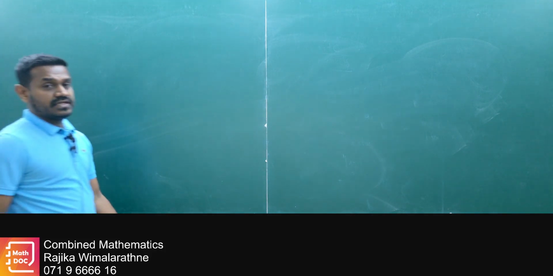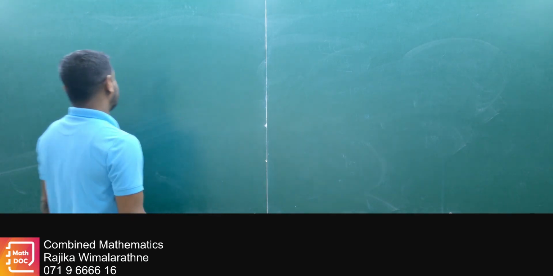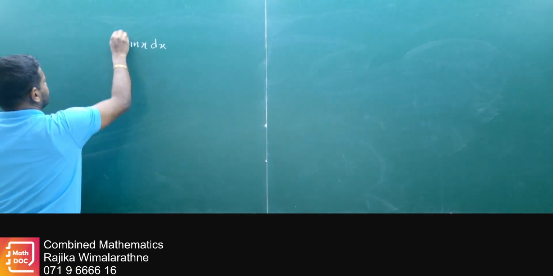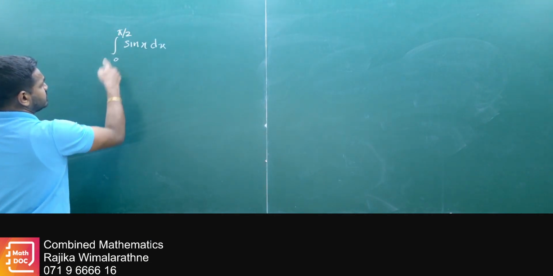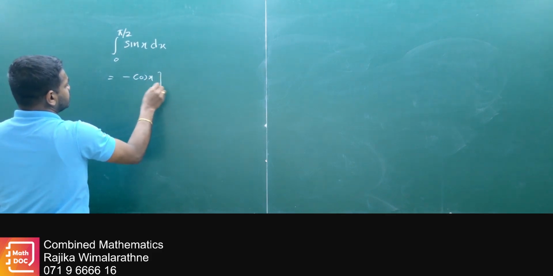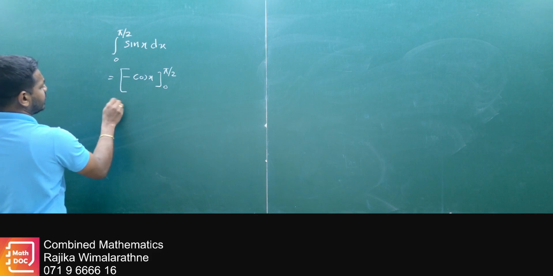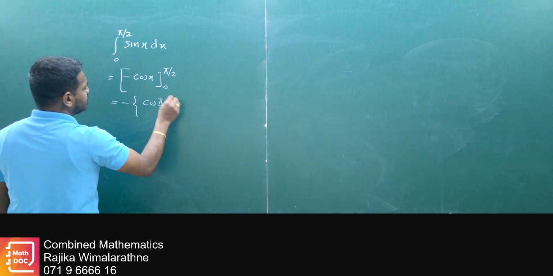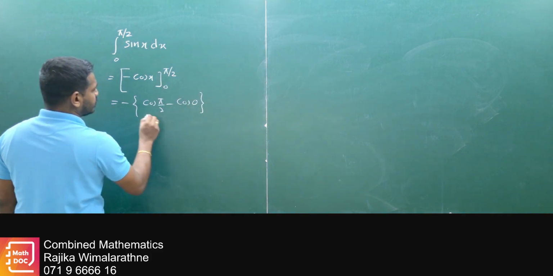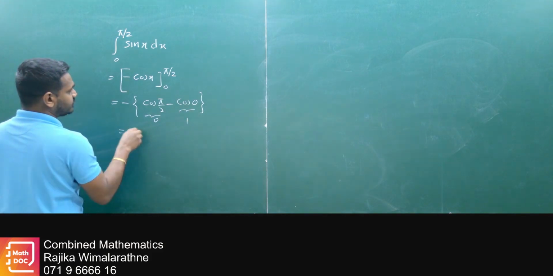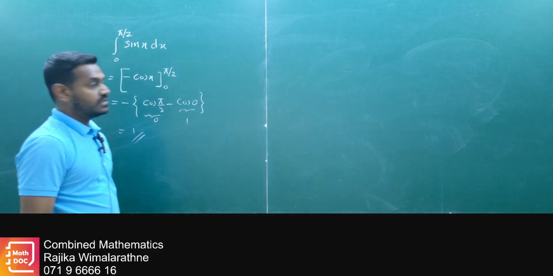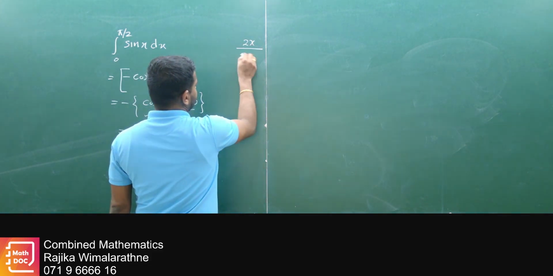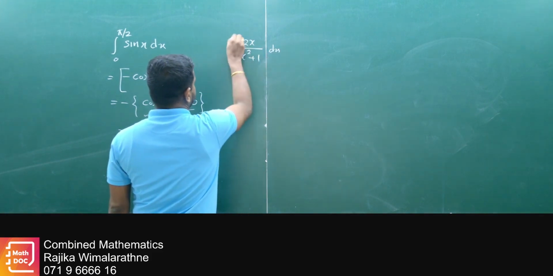Okay, now you do these examples with me. Integral of sin x dx from 0 to pi over 2. Then the sine integral is minus cos x, from 0 to pi over 2. Then take the minus outside. Then substitute the upper limit, cos pi over 2 minus cos 0. Cos 90 is 0, cos 0 is 1. Answer 1.